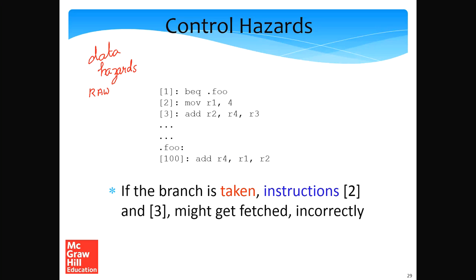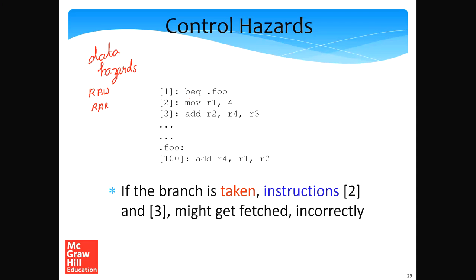And the RAR situation is not a hazard because you have one read and one more read after that to the same register. In an advanced pipeline also they can overtake each other, there is no problem. As long as the write is not involved, there is no problem. So these are the kinds of data hazards. We can have another kind of hazard called a control hazard, which we shall see now.